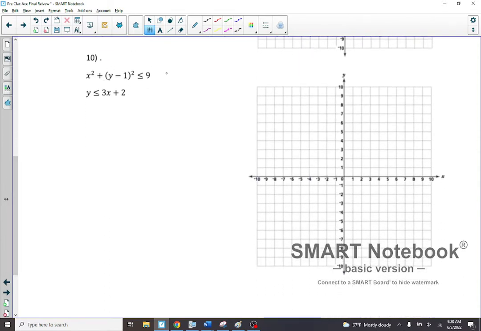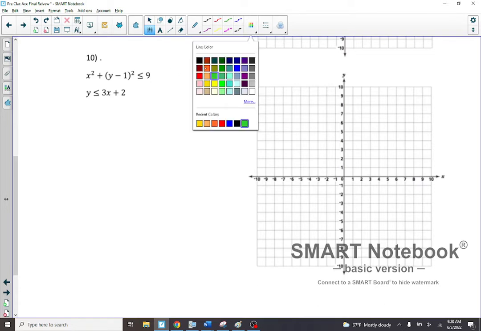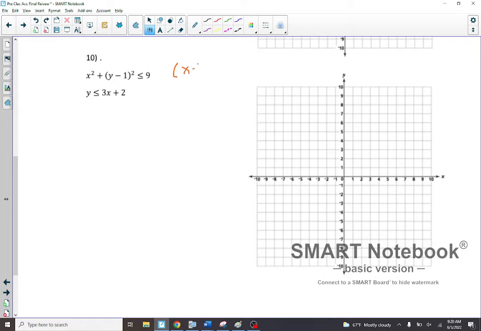This one is a circle, where the generic circle is x minus h squared plus y minus k squared equals r squared. And then here's a straight line, which is y equals mx plus b. So for the circle, our center's at 0, negative 1. No, 0, 1, my fault. So 0, 1 up here. Here's the center of the circle. And then my radius is 3 because r squared is 9. So the square root of that is 3.